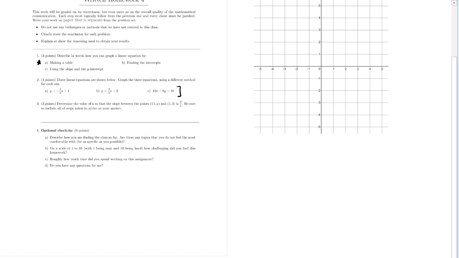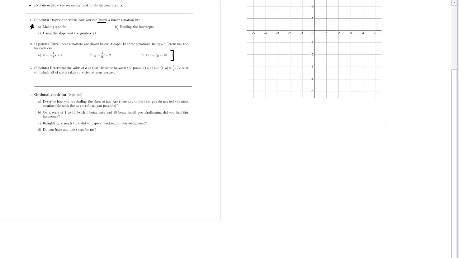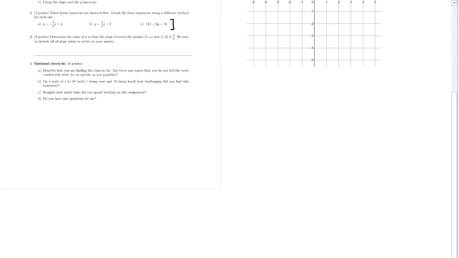So if we want to graph a linear equation, one way we can do it is by finding some solutions, and then plotting these solutions, and then drawing the line that goes through these different solutions. And so making a table is just a very explicit way of doing that. And so let's see that. Maybe let's do that for this example here.